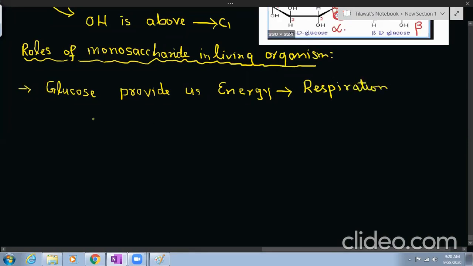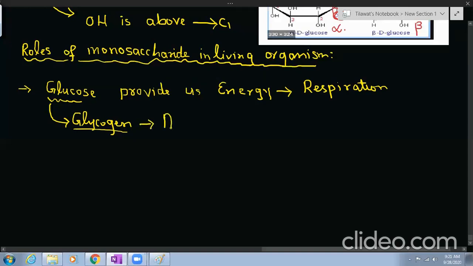Am I clear? So it is the store form of energy, a short-term store form of energy. While this glucose can also be stored in our body for a long time, in the form of glycogen. Several glucose will come together and they will form what? Glycogen. So in our body, it can be stored for a long time. Whenever our body needs energy, this glycogen will convert back into glucose and respiration of that glucose will happen and will give us energy.